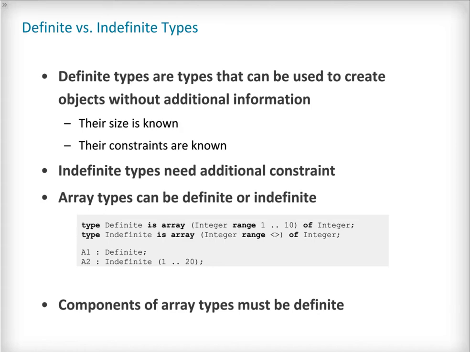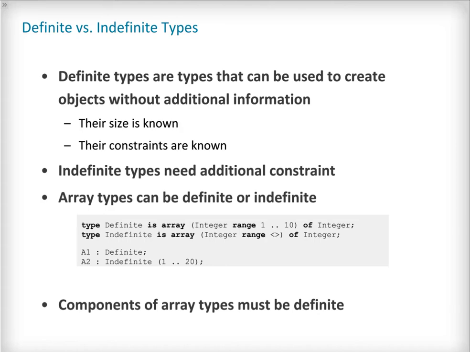But it is possible to say that an array is constrained always within the same boundaries. So in the example on the slide, you can see two type definitions. One is definite. It's an array indexed by integer, which boundaries are always 1 to 10. The second type is indefinite, and I'm using this diamond notation to specify that the range is unknown. In Ada, we would say box.